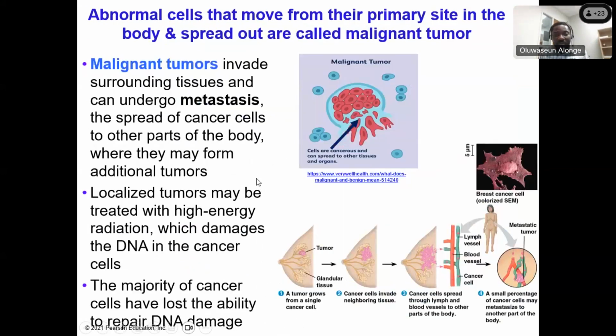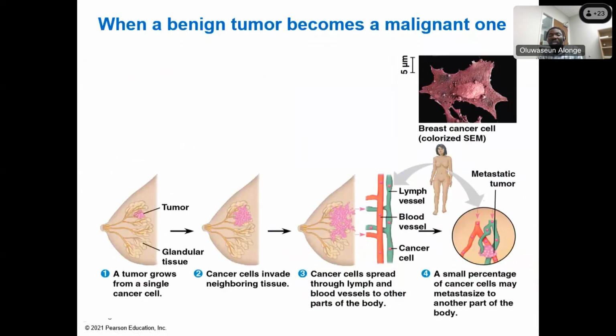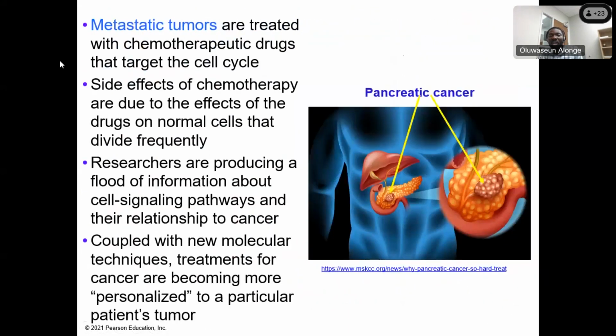So malignant tumors invade the surrounding tissues and can undergo what we call metastasis, which is spreading. The spread of the cancer cell to other parts of the body where they may form additional tumors. That's actually the problem with cancer cells. Localized tumors may be treated with high energy radiation, which will damage the DNA. The majority of the cancer cells have lost their ability to repair DNA at that point. So that is what we have.